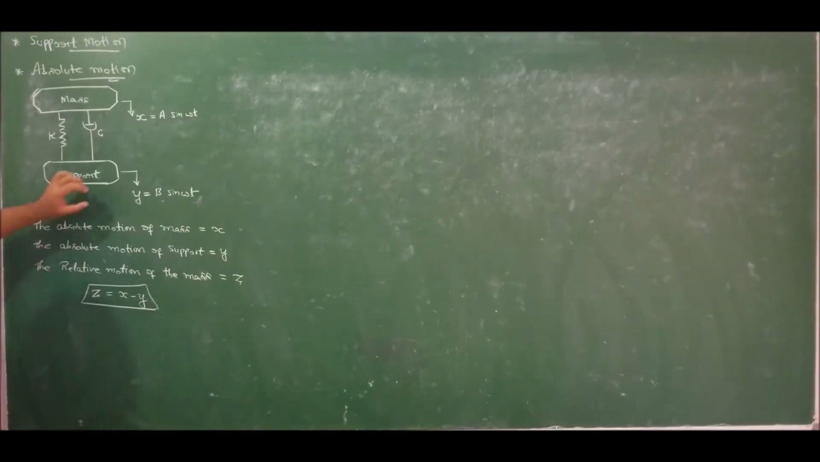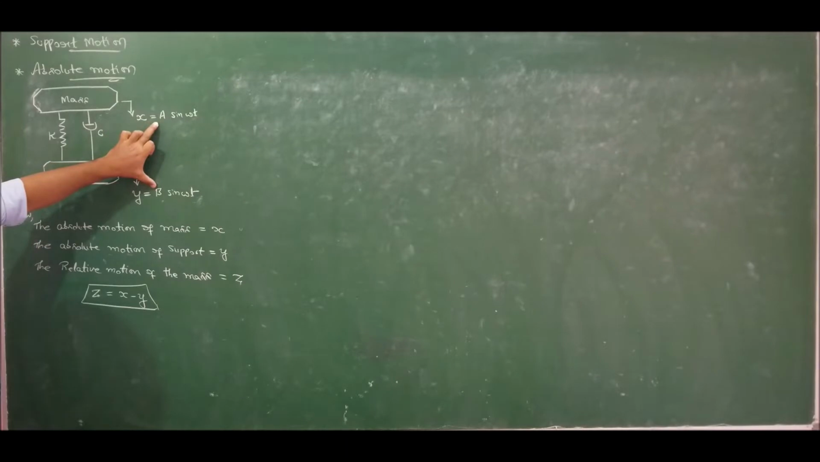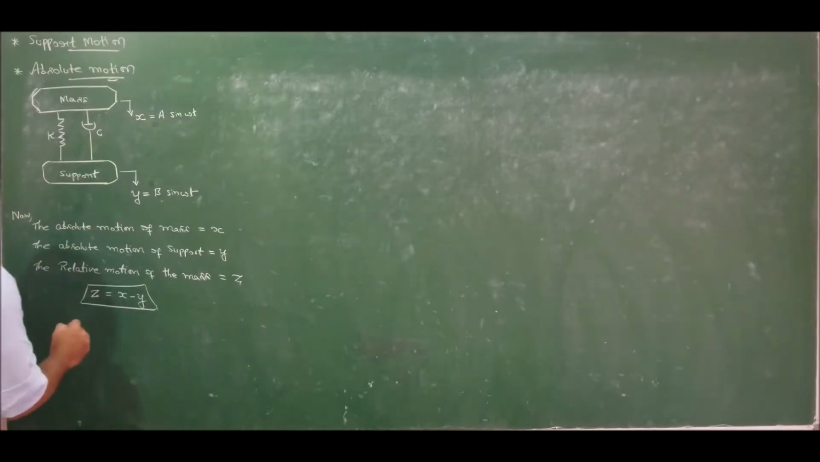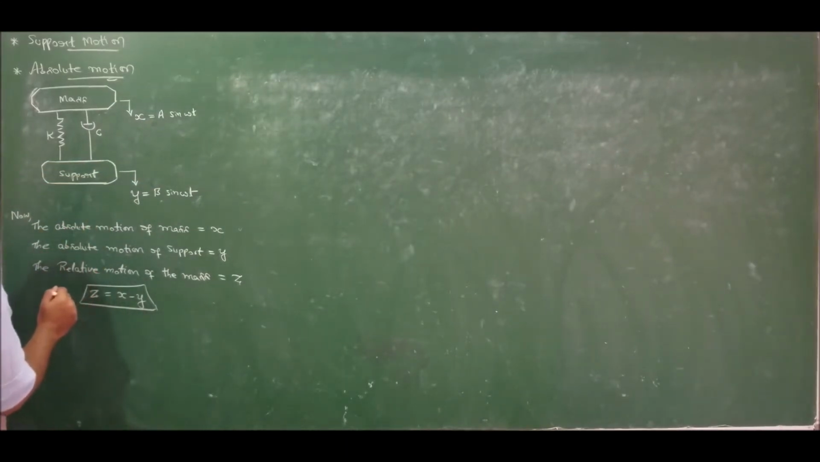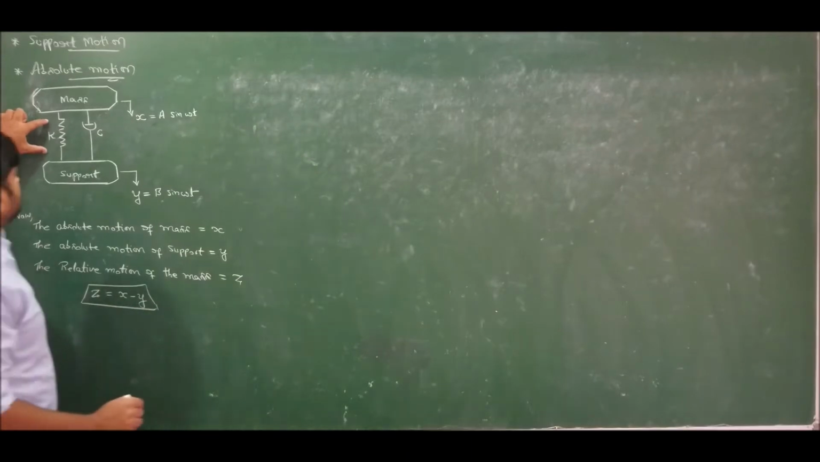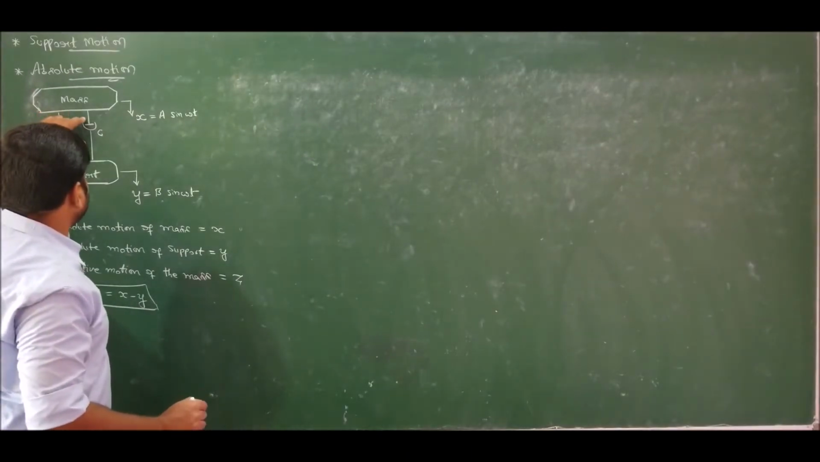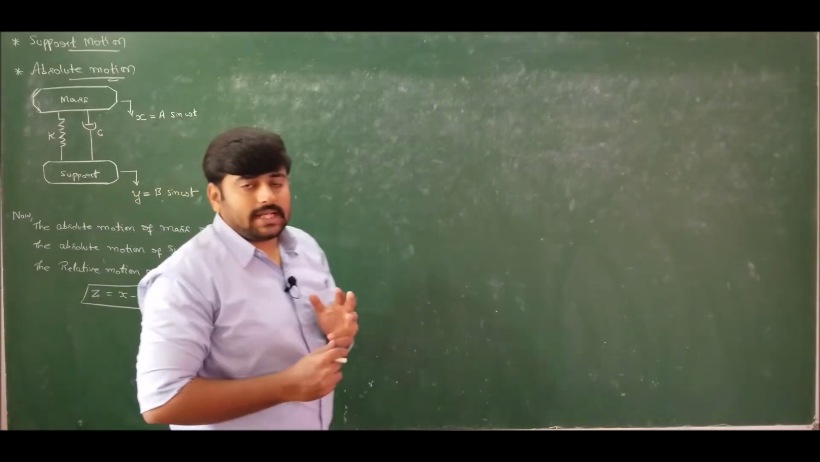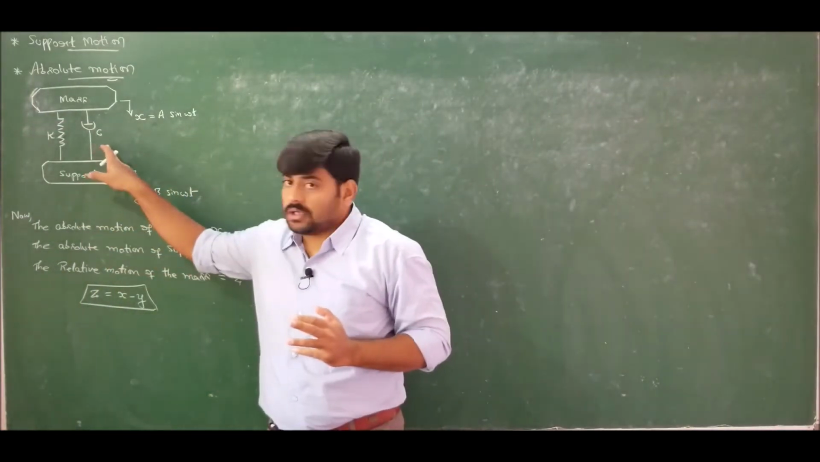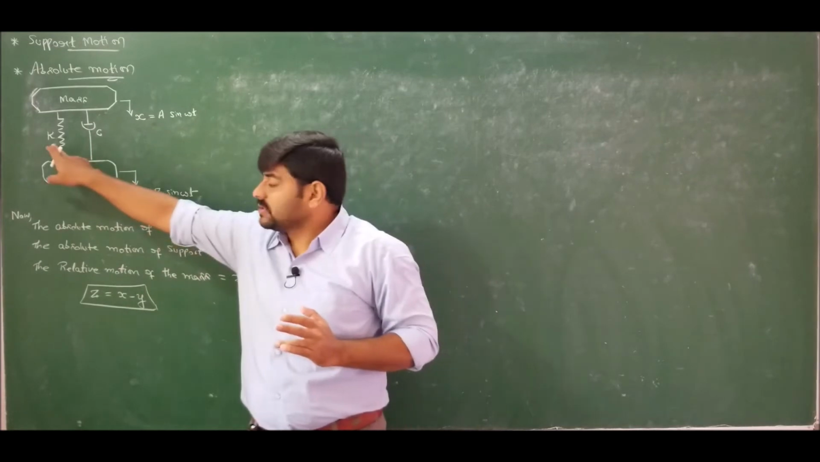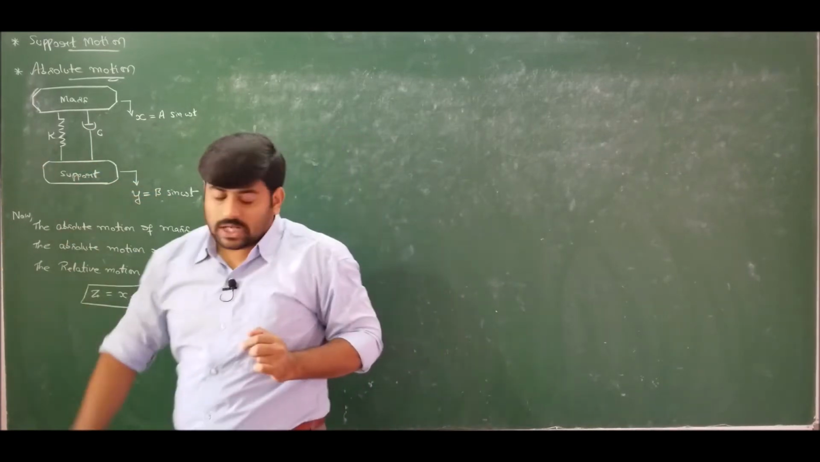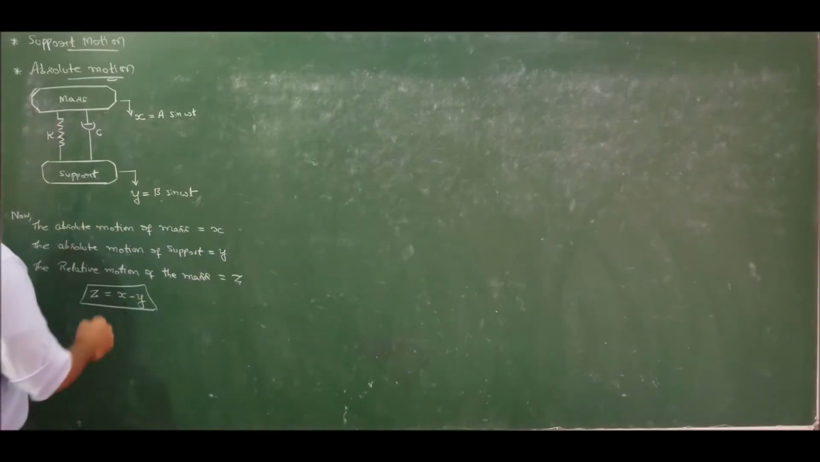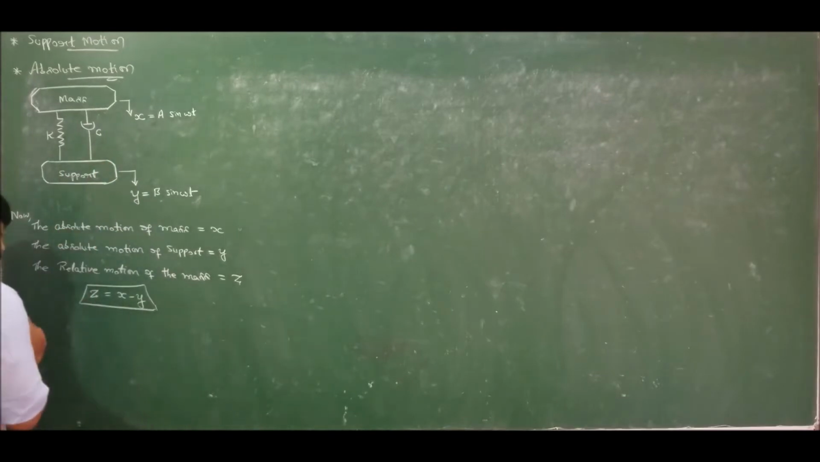Now I am interested to determine the ratio a by b, correct? Now if I draw the equation of motion, before that, what is the net elongation of spring and the net effect of deflection of net velocity acting on the dashpot? What is the net velocity acting on the dashpot and what is the net elongation of spring?